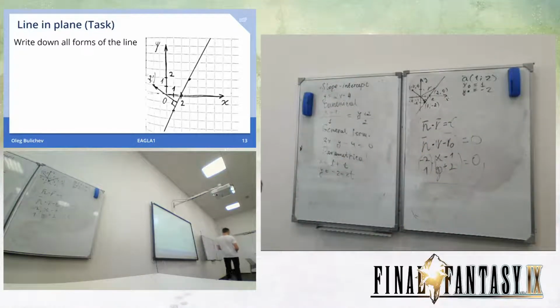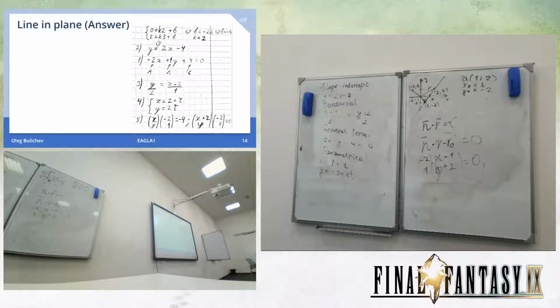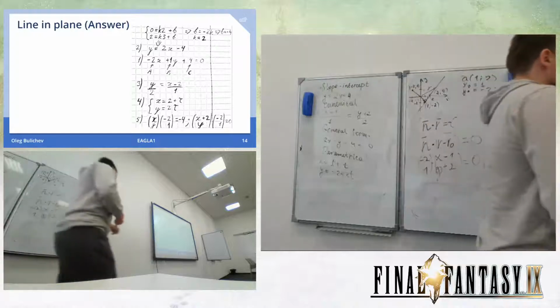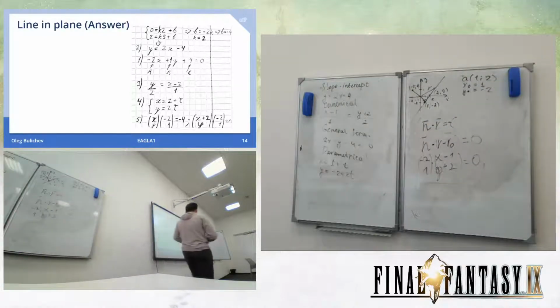Does anybody need extra time to solve the task? Or can I show the answers? 3, 2, 1. Now. Of course, for us it's easier to go from slope intercept form, because we used to work with it. I put coordinates, find k, find b. We receive the slope intercept form.